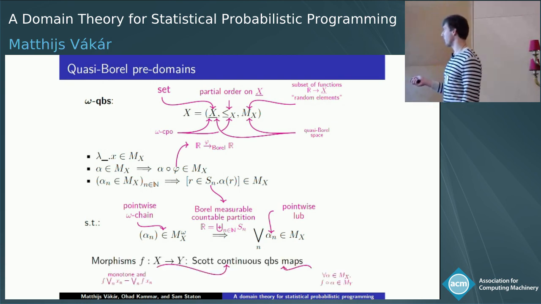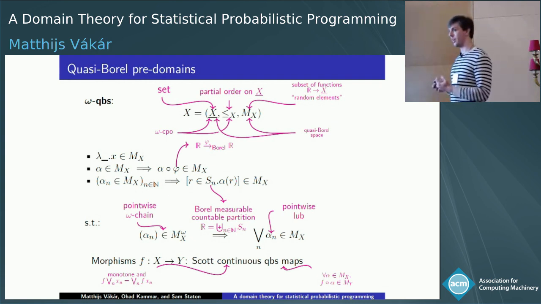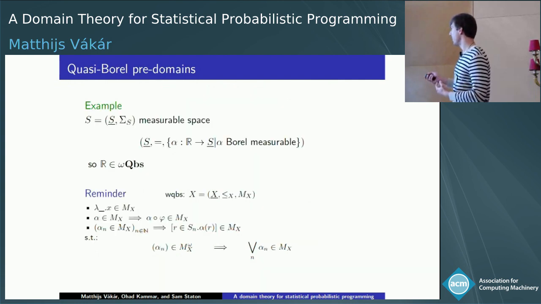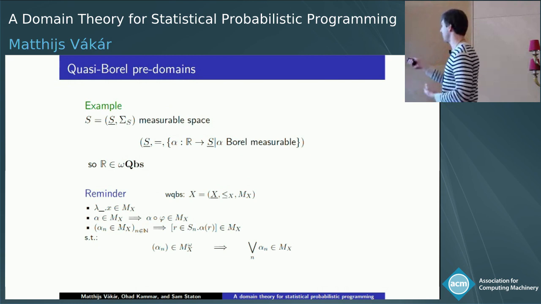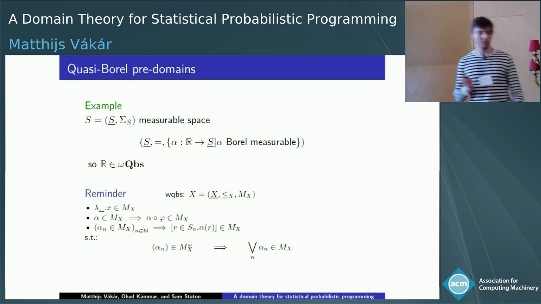Okay. The morphisms in our category are just going to be Scott continuous functions that send random elements to random elements. So this is quite a simple category. It's complete, cocomplete, Cartesian closed. It's very well behaved, easy to work with, I think. But I'll keep it concrete here, and I'll just give you some examples of omega quasi-Borel spaces. So you can take any measurable space, endowed with the flat order, and take as random elements the measurable functions from the reals into your space. And that gives you a quasi-Borel predomain. So in particular, the flat reals are one of these spaces, and we use that as our space of real values.